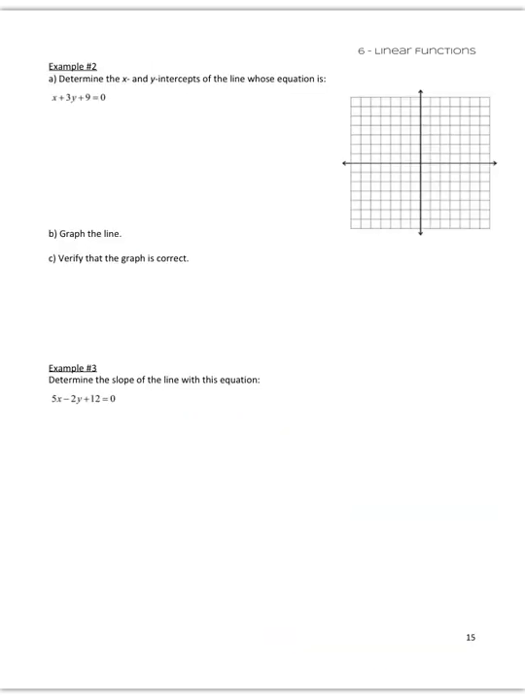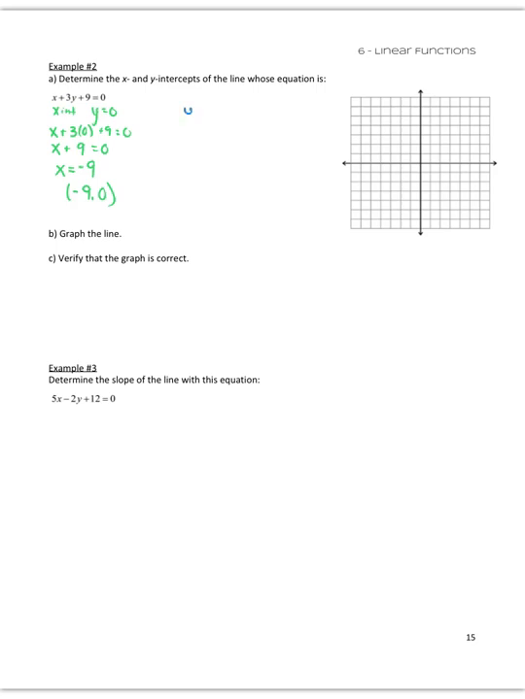Determine the x and y intercept of a line whose equation is x plus 3y plus 9 equals 0. So our first thing I'm going to do is I'll find the x-intercept. And the x-intercept is when y equals 0. So let's put that in. X plus 3 times 0 plus 9 equals 0. So x plus 9 equals 0, therefore x equals negative 9. So our coordinate here would be negative 9 and 0.